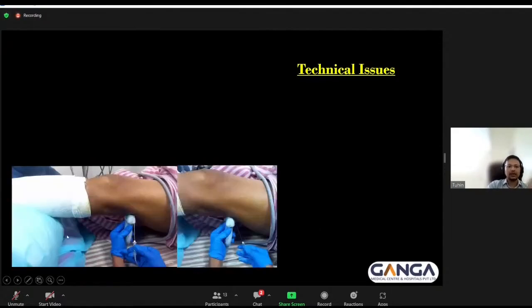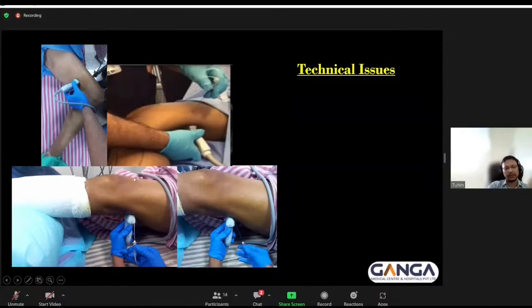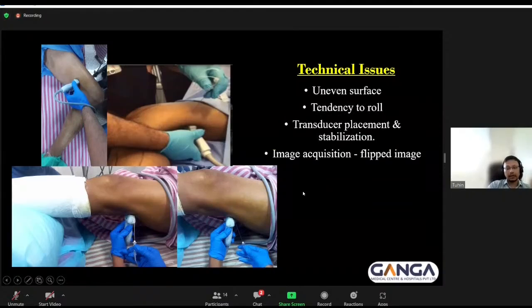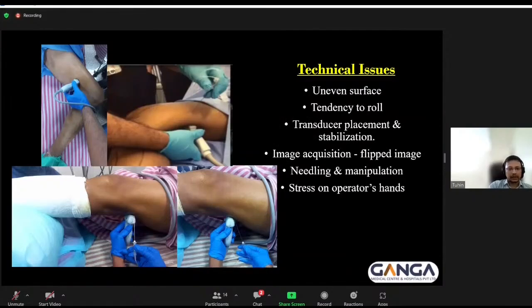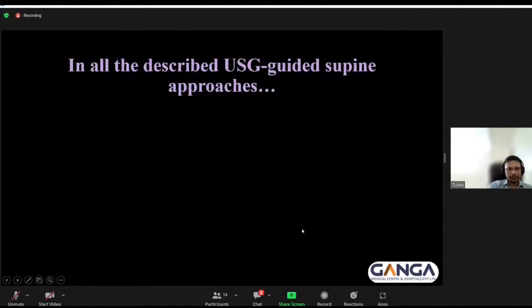If you can see here, the supine technique was studied because of the difficulties with the prone and the lateral position. But there are some technical issues with this supine position also. The surface becomes uneven because of the flexion at the knee, and the optimization of the image becomes difficult, and the stabilization of the probe becomes difficult, and the final image acquisition, then needling and manipulation is tiresome for the operator, and it also requires assistance.